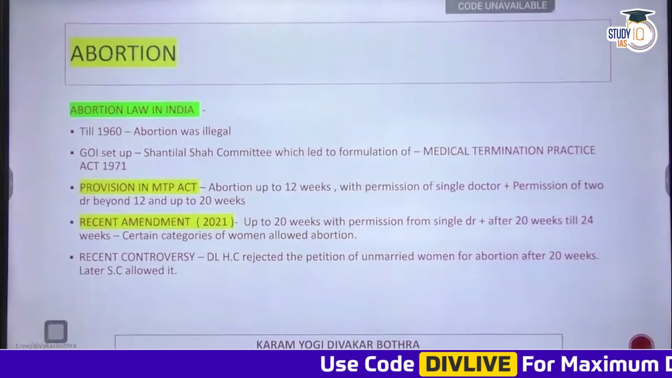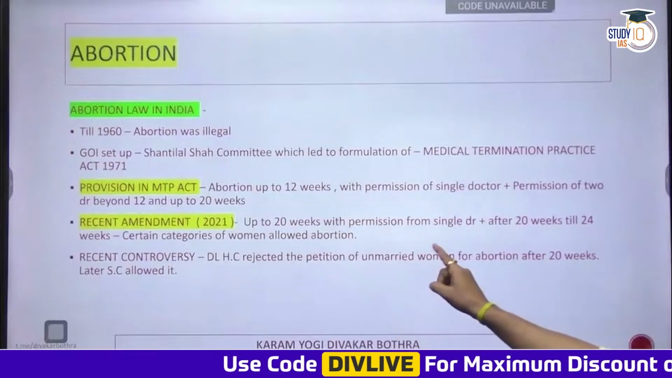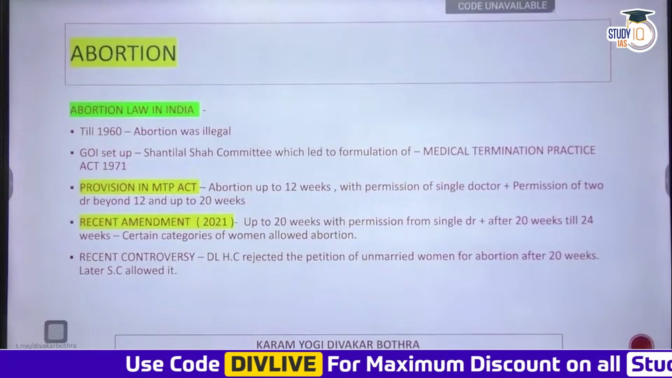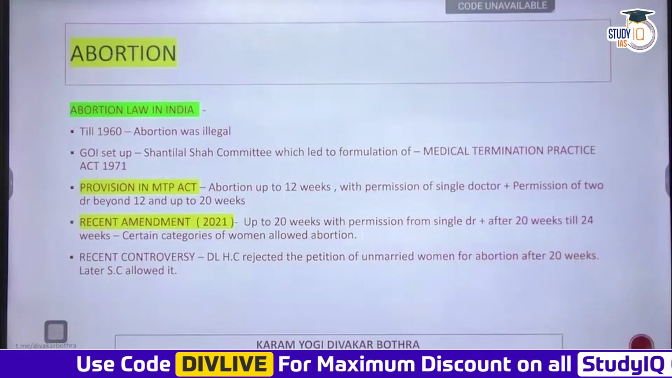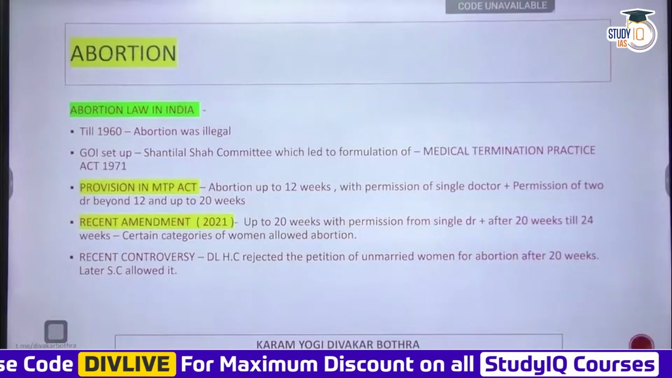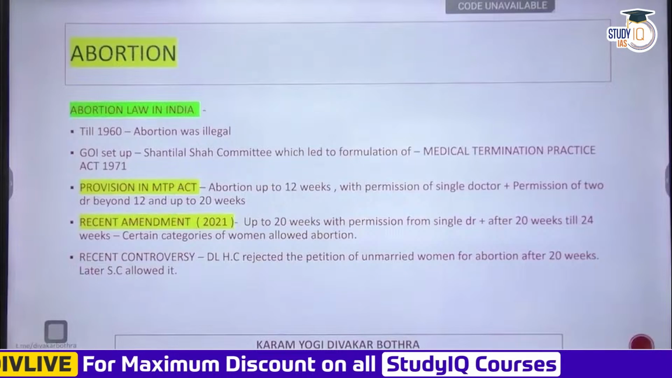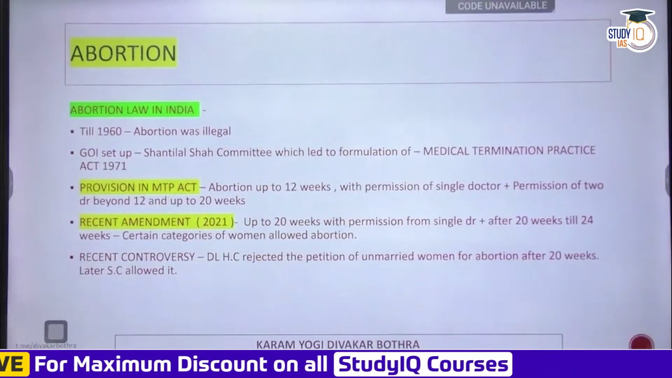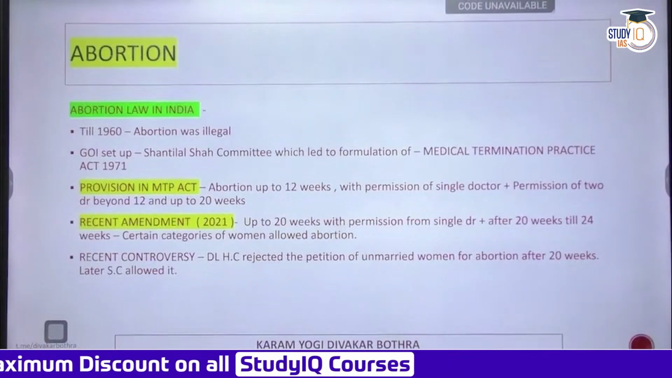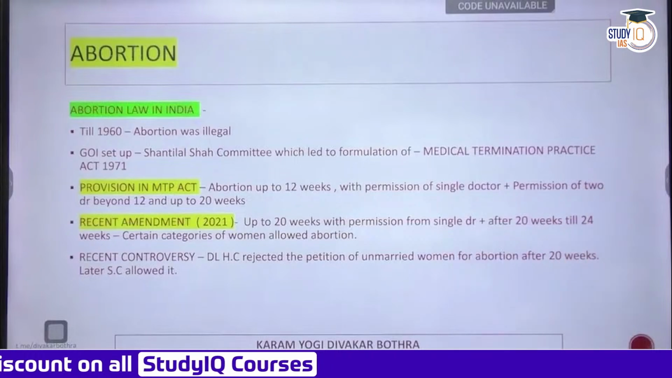This law later changed. In a recent amendment in 2021, up to 20 weeks with permission of a single doctor, one can go for abortion. Plus, after 20 weeks till 24 weeks, certain categories of women are allowed abortions. Now, what are those categories? I mentioned them in the next slide. Recent controversy: Delhi High Court rejected the petition of an unmarried woman for abortion after 20 weeks. However, it was later appealed to the Supreme Court, which allowed her.